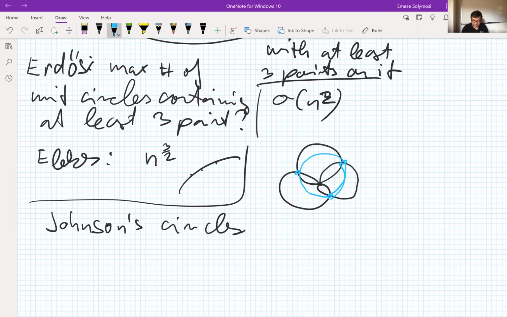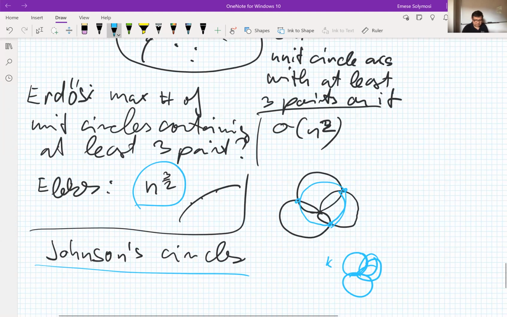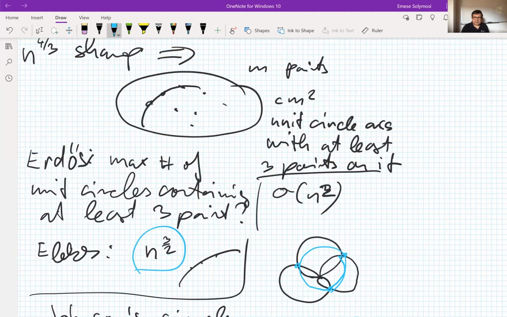So if you have k circles containing the same point, then they will give you k choose 2 intersection points, and for all triples, you will find an arc, and that will give you actually the same bound. But this was not known to Gyuri. So the open problem here is to show that this is not possible.